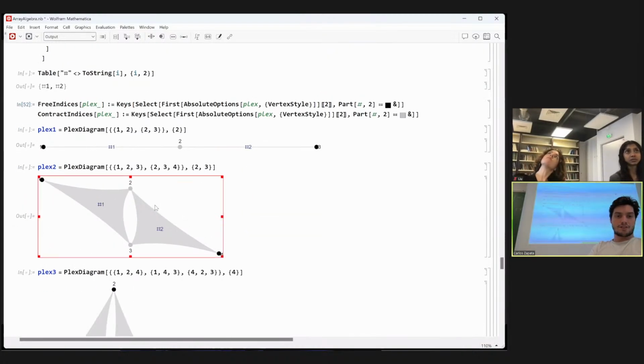Similarly here, these are two hypermatrices, two ternary hypermatrices, and then you are contracting indices 2 and 3.